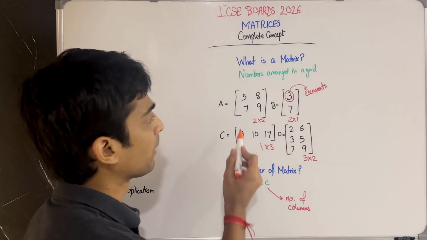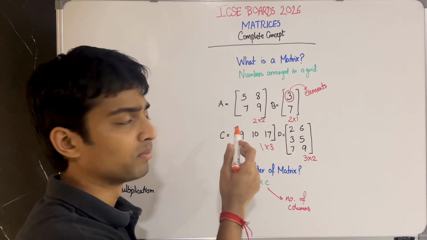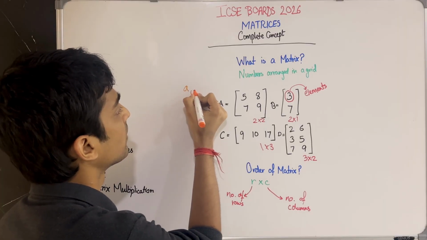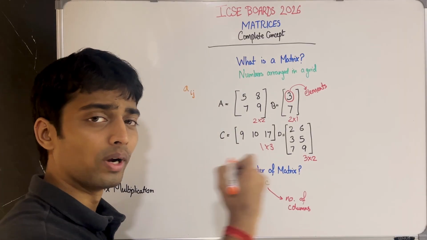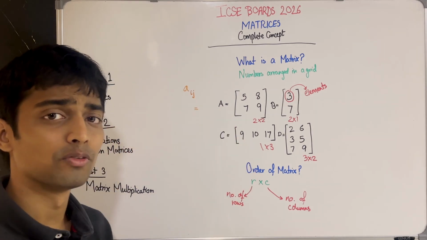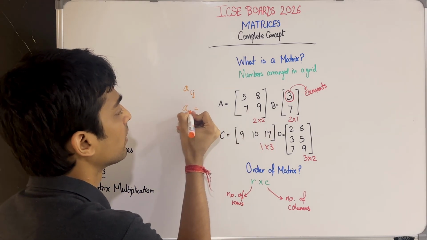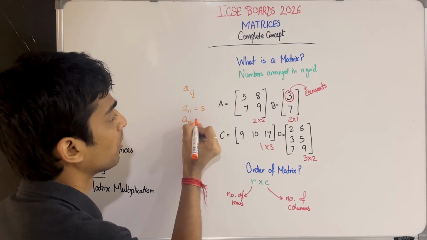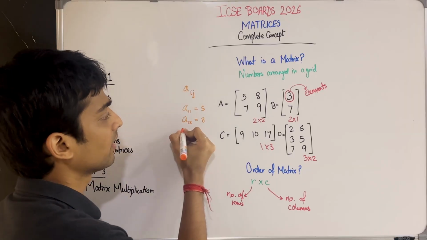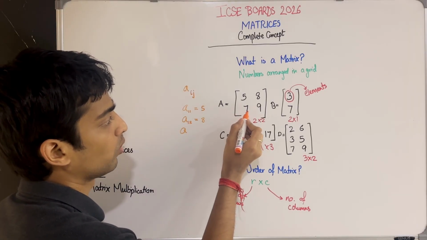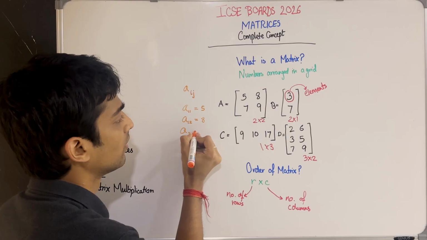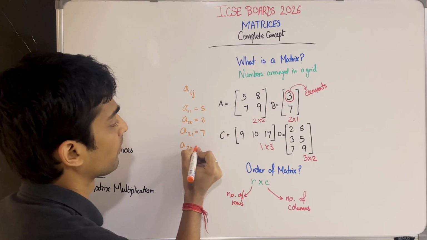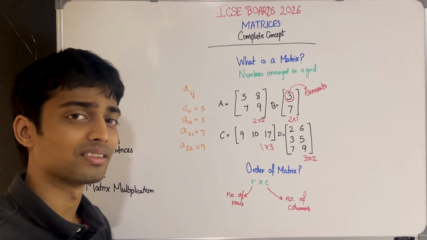Now let's say if I want to represent an element from this matrix, I can write it as A, small a, ij. So i is which row it is in and j is which column it is in. 5 is in first row and first column. So I can write a11 is 5. Then 8 I can write as a, first row, second column, which is 8. Then 7 will be second row, first column. So a21 will be 7 and 9 will be a22, second row, second column. So this is how you represent the elements in a matrix.